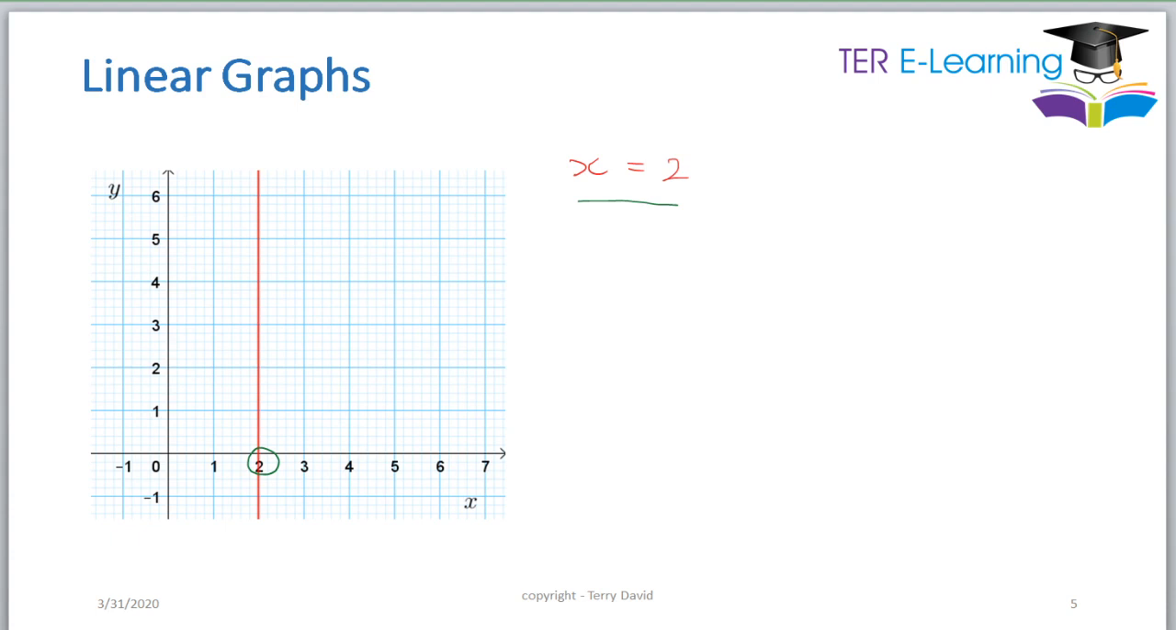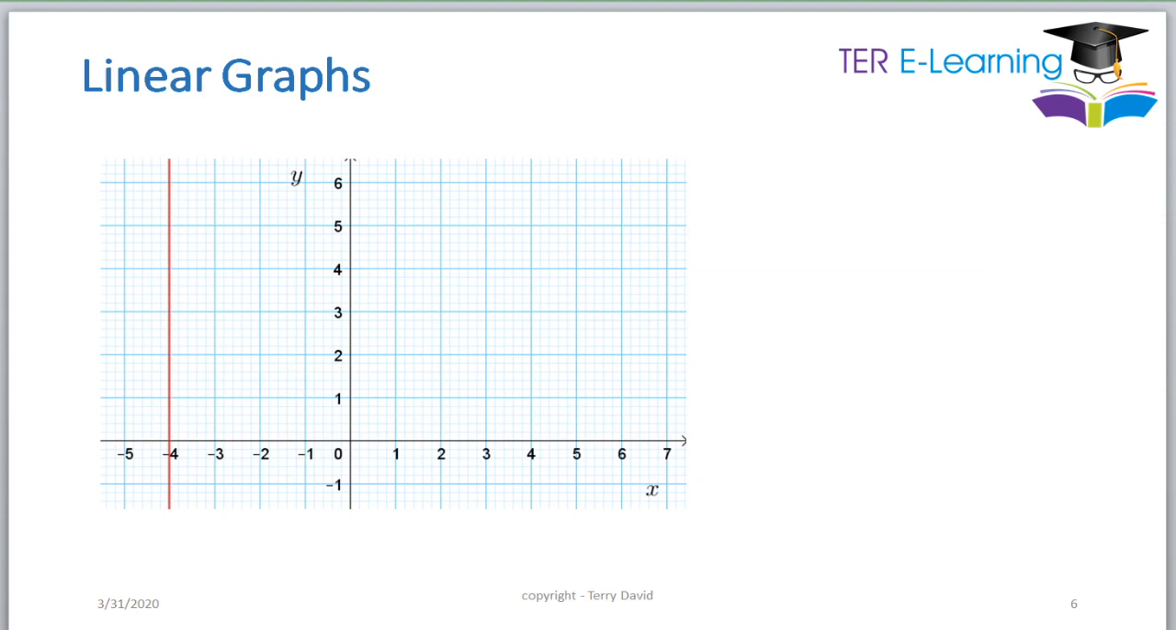Now, let's look at the next one here. Again, I have a vertical line, right? And that vertical line passes through the point minus 4. So can somebody tell me what is the equation of that red line there?